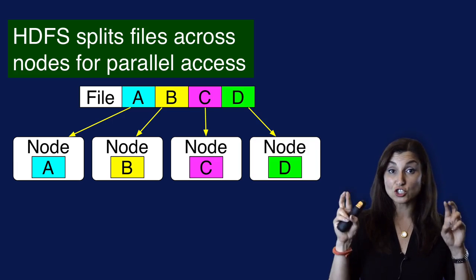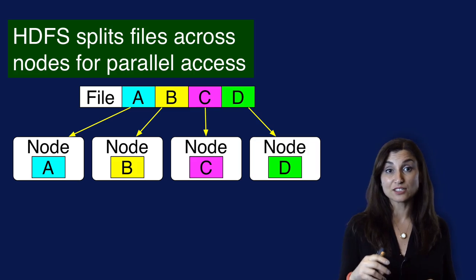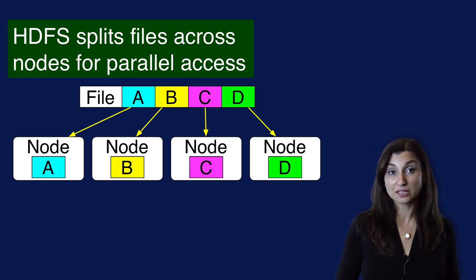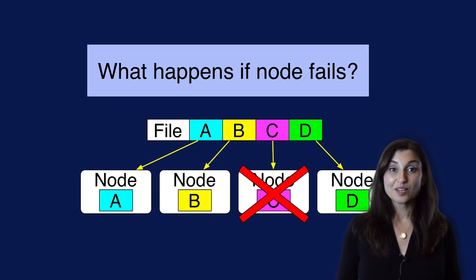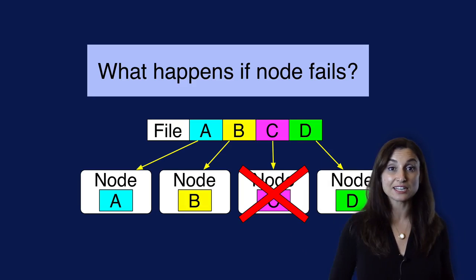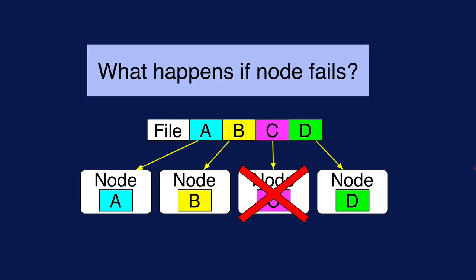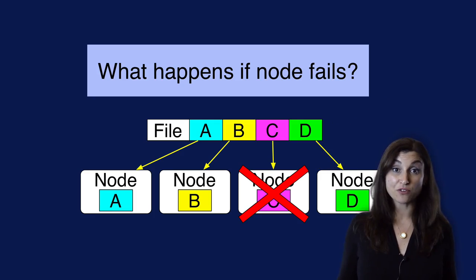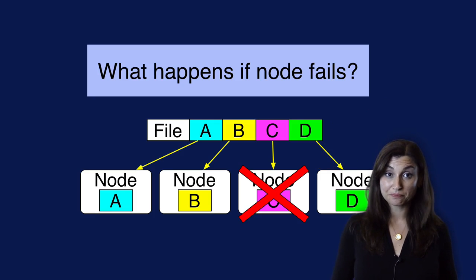The default chunk size, the size of each piece of a file, is 64 megabytes, but you can configure this to any size. By spreading the file across many nodes, the chances are increased that a node storing one of the blocks will fail. What happens next? Do we lose the information stored in block C?